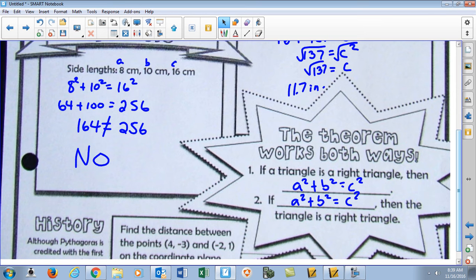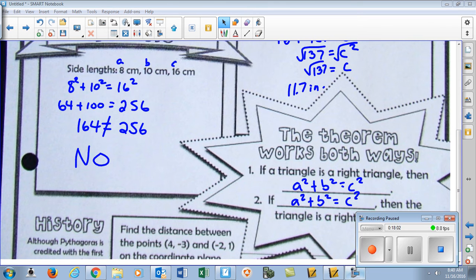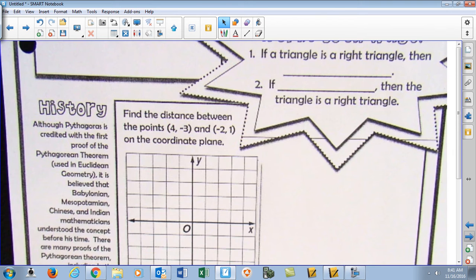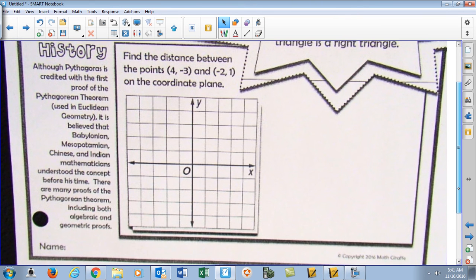Alright, so I'm going to pause this video just for a second so you guys can catch up on the notes here. Alright, so now that we're good, we are going to move on to the bottom of the page. This is the last part we have to do.